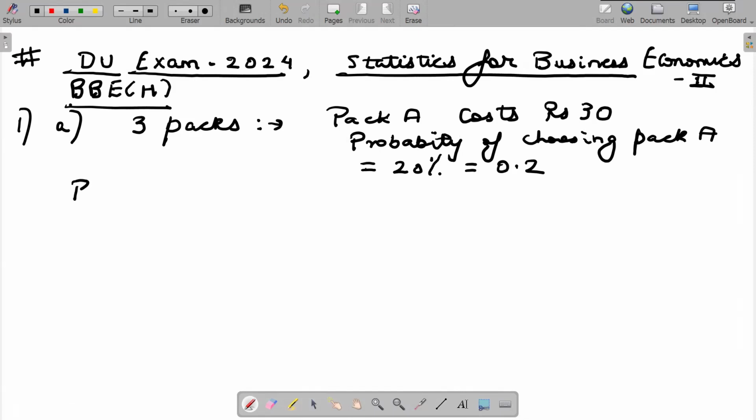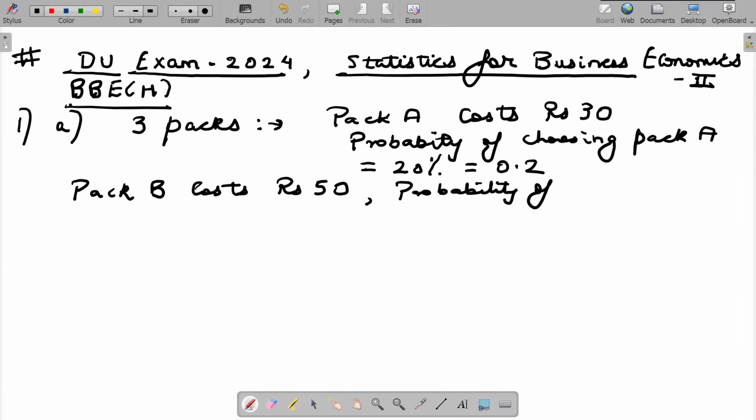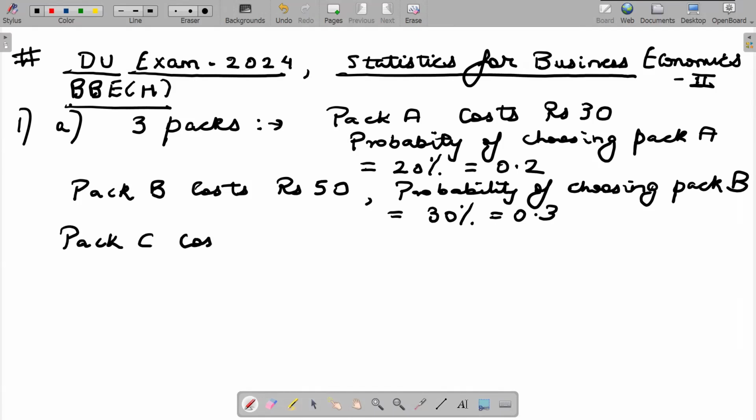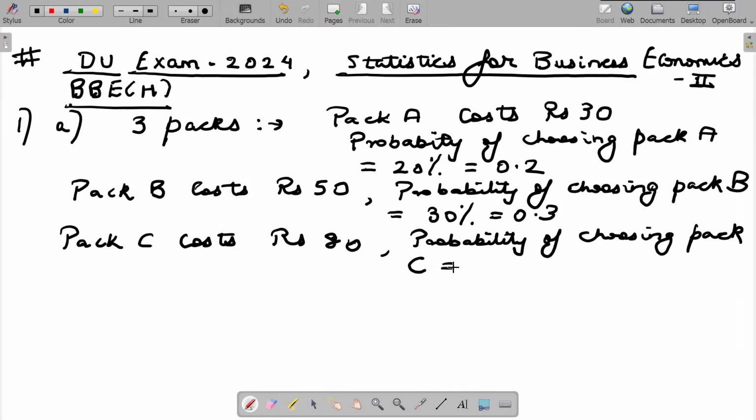Okay, then we have pack B. We are given in the question that pack B costs rupees 50, and the probability of choosing pack B is given to us as 30%, which is 0.3. And pack C costs rupees 80, and the probability of choosing pack C is given to us as 50%, which is 0.5.